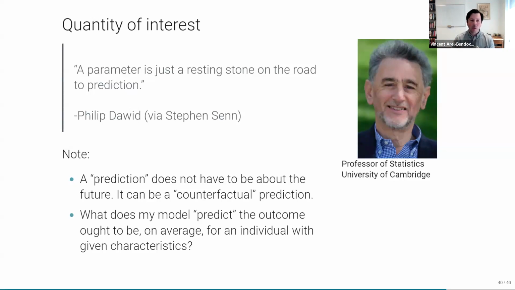So we're going to use parameters to build predictions, and then we're going to use our predictions to do other things. So I want to note here that when I say prediction, I don't mean a prediction about the future necessarily. It can be a counterfactual prediction. It can be, what does my model say ought to be the average for this individual, or for an individual with some characteristics. So it's not a prediction about the future. It is basically, what does my model expect the outcome to be for this person? That's what I call a prediction. A lot of people call this fitted values. That's a synonym in this case.